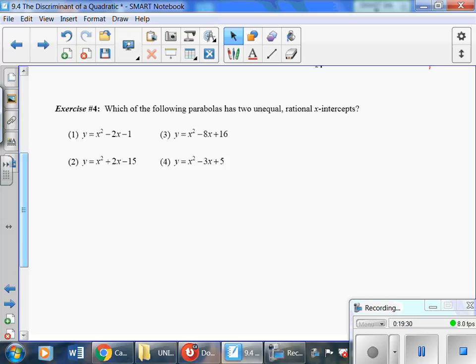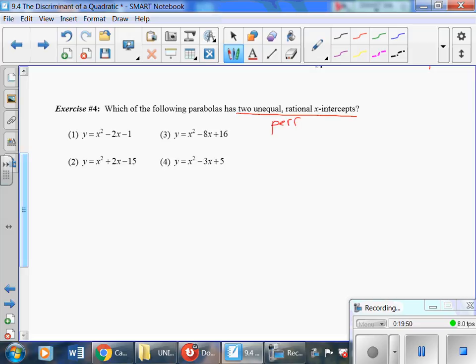Too late, I know. Which of the following parabolas has 2 unequal rational x-intercepts? All right, now the one thing you could possibly do is graph them. But if you take a look at these, what we're looking for in order to have 2 unequal rational x-intercepts, we need a perfect square. Which one of these has a perfect square? That's the question here.